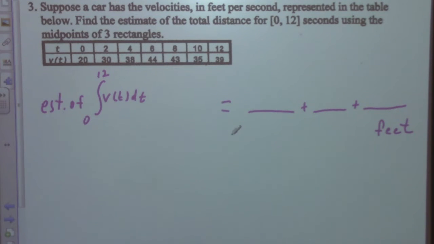Equals, okay. That'd be 4 times 30, plus 4 times 44, plus 4 times 35. Why? Yeah, why? Just defend your answer. Where'd that come from? Defend your answer, yes.